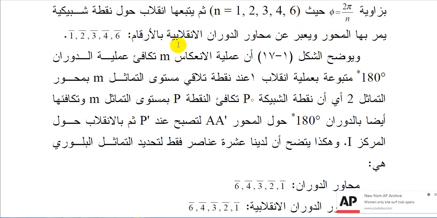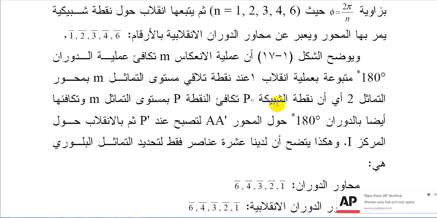And the inversal rotation axis is expressed by the digits 1, 2, 3, 4, 6. And figure 117 disambiguates that the reflection procedure M is equivalent to a rotation procedure of 180 degrees followed by an inversion procedure, exactly at the junction of the symmetry plane M with the second symmetry axis, or the symmetry axis denoted as 2.